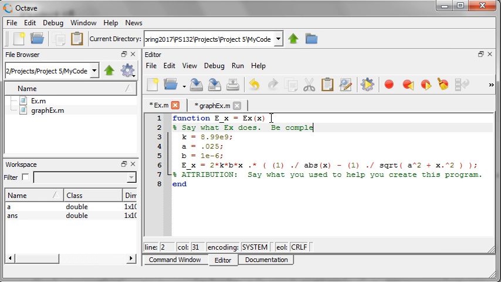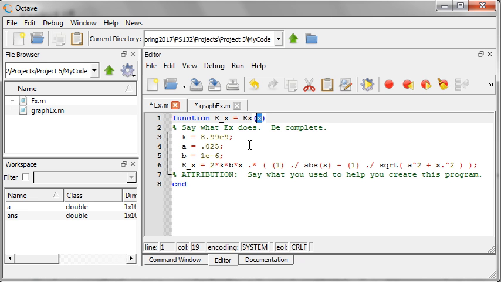Be complete. In other words, a person is not supposed to have to read the handout in order to figure out what this function does. And the answer is it calculates the electric field due to a line of charge at a point on the x-axis whose coordinates are x, the value of x provided by the user, and 0, x comma 0, where x is a value provided by the user.